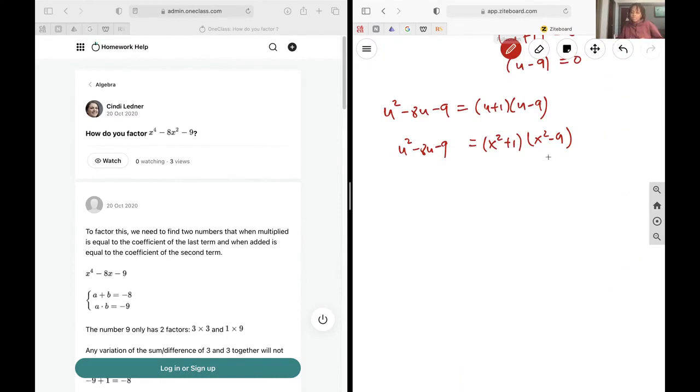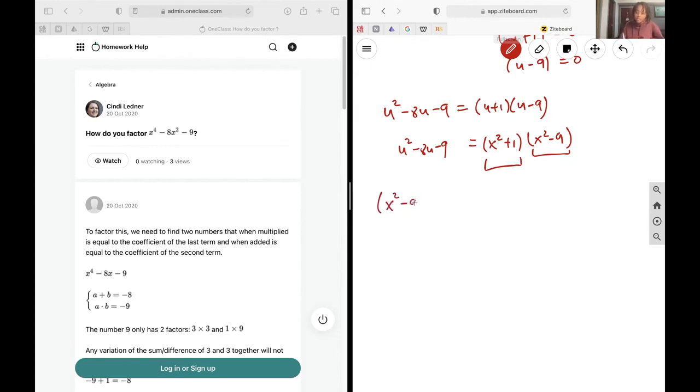I can already see here I have a difference of squares that I can deal with to separate into 2 brackets. Here, I wish I had a difference of squares, but I don't. Instead, I have addition. And addition usually indicates that we're going to get something complex valued in this case. So let's go ahead and do that.